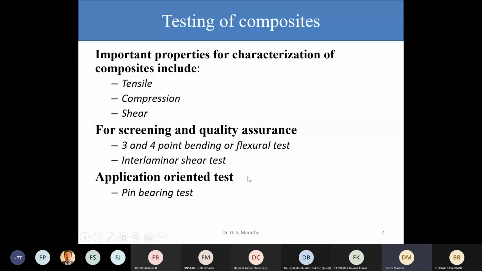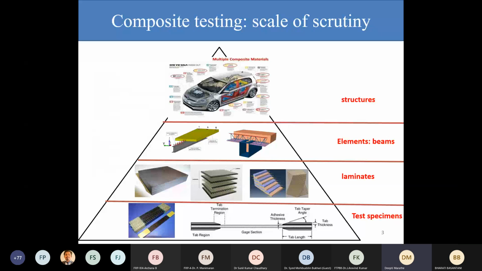So this was, as I said, from this pyramid, we are at this base level where we have used different test specimens to characterize the lamina and to characterize laminates. We have still not gone into the regime of laminates, then the regime of structural elements like beam and the final structures. So I would like to thank you for your patient hearing.